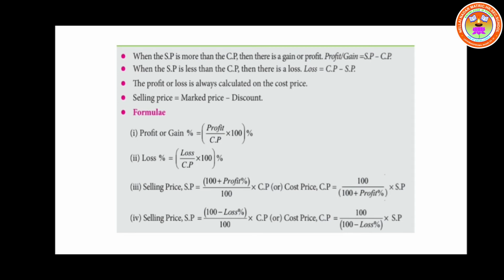Profit or gain percentage is profit divided by CP into 100. Loss percentage is loss divided by CP into 100. Selling price equals 100 plus profit percent divided by 100 into CP, or else you can write CP equals 100 divided by 100 plus profit percent into SP. You can find it both ways. By using SP, you can use this formula. By using CP, you can use that formula. So both ways you can do it. Then selling price SP equals 100 minus loss percent divided by 100 into CP. So cost price CP equals 100 divided by 100 minus loss percent into SP.